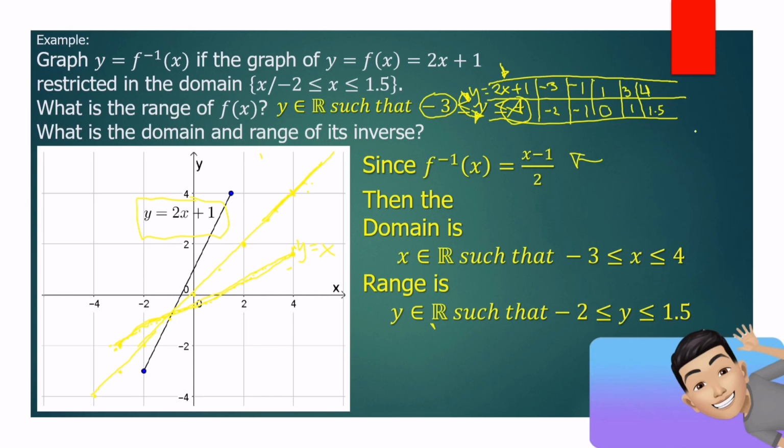Yun nga yung sinasabi ko. Property kasi ng inverse nila ang isa't isa, itong x minus 1 over 2 ay inverse ni 2x plus 1. Since na-generate na natin ang domain at saka range ng given function, interchange lang natin yon, that will become the domain and range of its inverse. So, malinaw na.